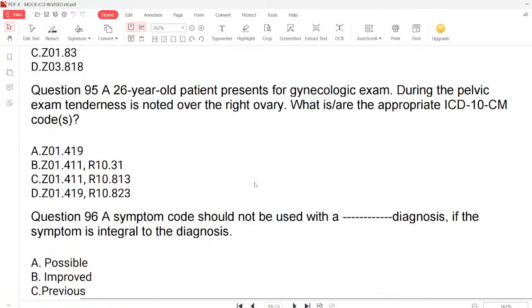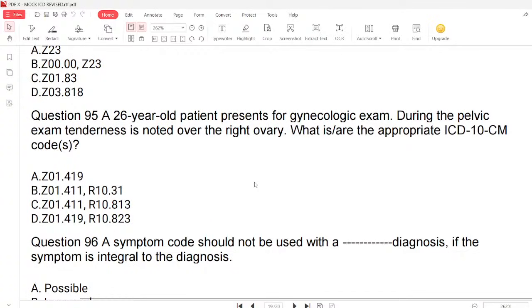95. A 26-year-old patient presents for a gynecologic exam. During the pelvic exam, tenderness is noted over the right Jidin, Reddy Kappa, previous question answer correct. Do this 95.